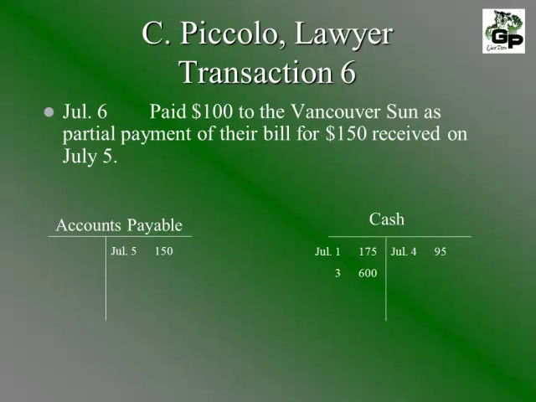On July the 6th, C. Piccolo paid $100 to the Vancouver Sun as partial payment of their bill for $150 received on July the 5th. So the accounts payable account goes down by $100, and cash also goes down by $100. The accounts affected are the accounts payable liability account and the cash asset account.